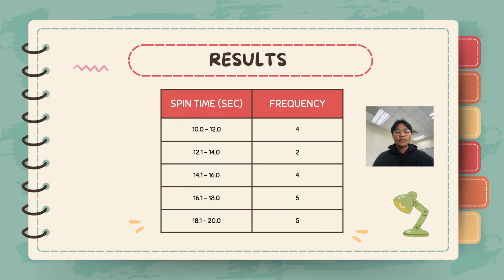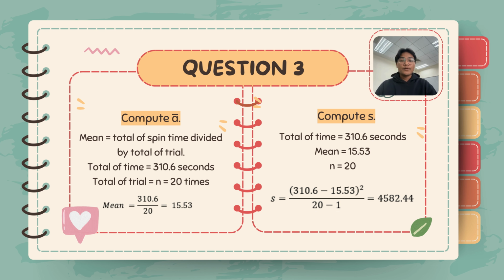Okay, so this is the result that we got from the experiment. For question 3, we want to find our mean and standard deviation. For mean, the formula is total of spin time divided by total of trials. Total of time equals 310.6 seconds and total of trials equals 20. So the answer that we got is 15.53. For the standard deviation, the formula is total of time minus mean, divided by total of trials. So 310.6 minus 15.53 and divided by 20, and the answer is 4582.44.